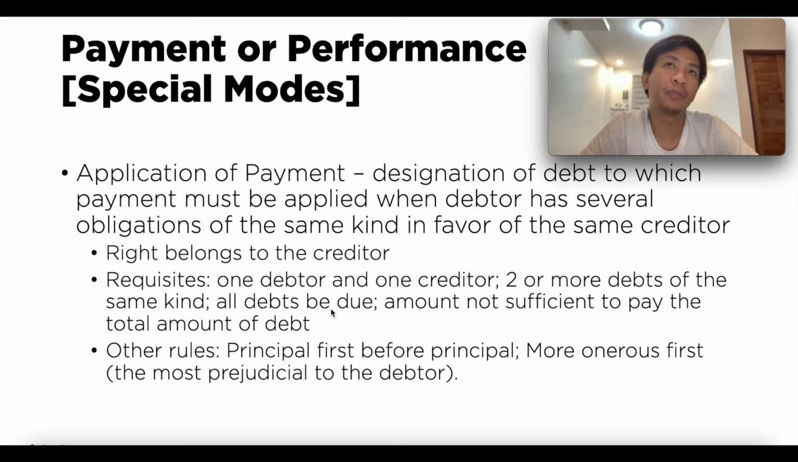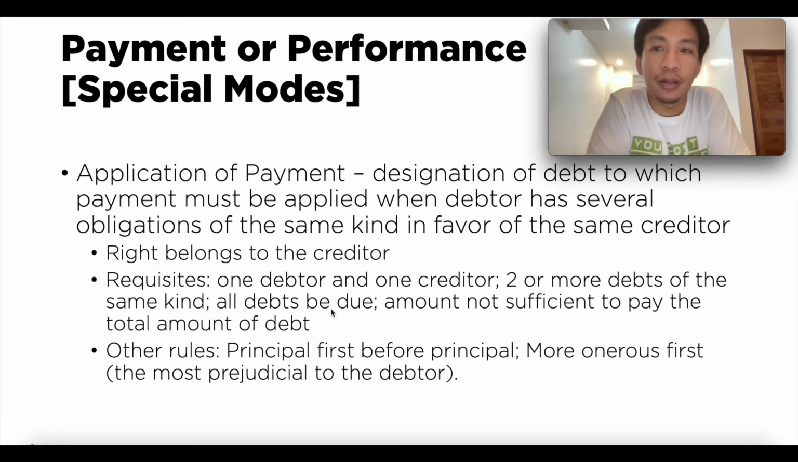So, for example, dun sa example ko, pinakamatagal ko ng utang ay 5,000 at nag-earn yun ng interest na malaki-laki kumpara dun sa dalawa pang utang, more likely, ilalagay yun doon sa mas onerous na utang. Doon sa mas mabigat para sa akin na utang. Okay. Yung mas mabigat, we mean yung mas malaki interest. So, those are the rules on the application of payments.